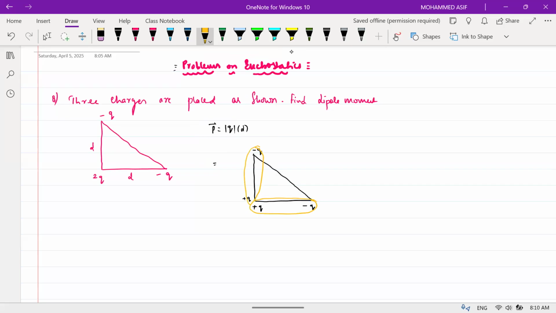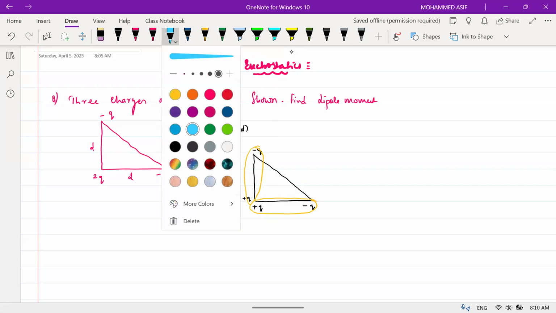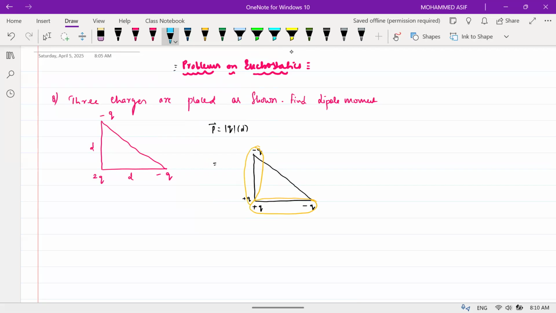Direction of dipole is always from where to where, beta? Negative to positive. So one dipole moment is like this, P1, and one dipole moment is like this, P2. Resultant will be equal to P net. Got it? So what is P1, beta? P1 is equal to magnitude of the charge into distance between them. This distance is d. This distance is also d. P2 is also equal to your q into your d. Both of them are same.